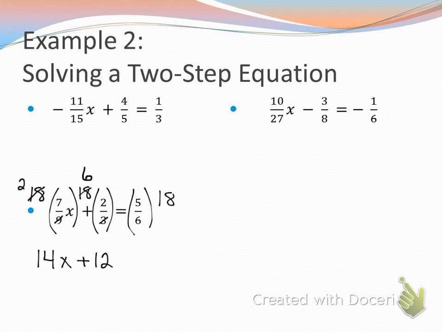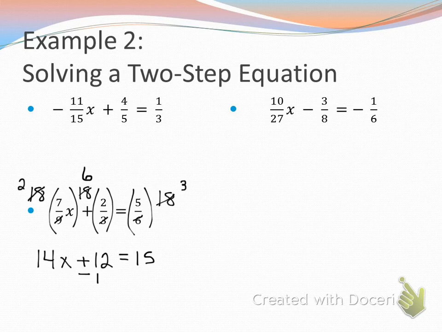Why positive 12? Why not negative 12? Because of the sign in front of the term, right? Oh, okay. So if that was a negative, then it would be negative 12. Yeah. Okay, and then 6 and 18. 18 reduces to 3, and 5 times 3 is 15.